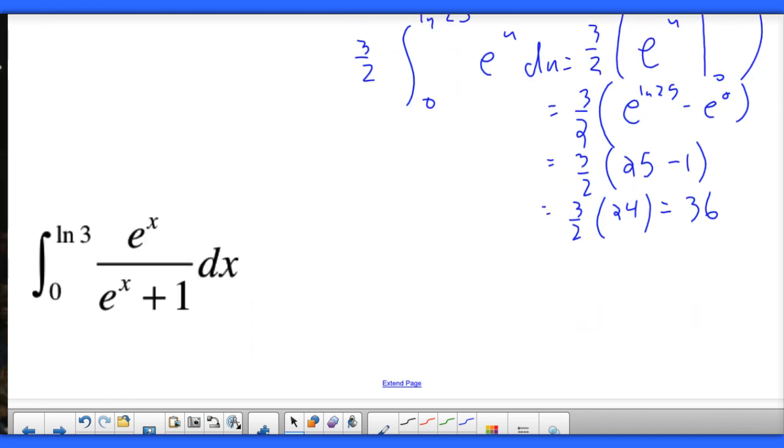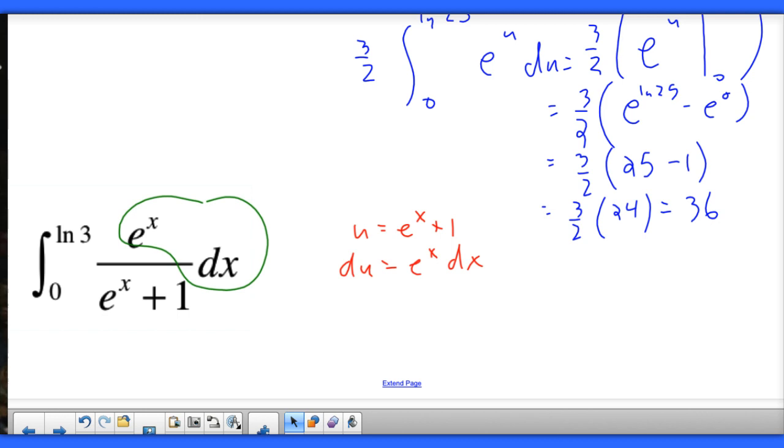All right, let's do this last problem. This one looks tricky. All right, guys, what do you want to make u be? I bet you guys would guess u to be e to the x plus 1. So du would wind up being e to the x dx. And that's like a perfect substitution right here, isn't it? So let's go ahead and change the limits.